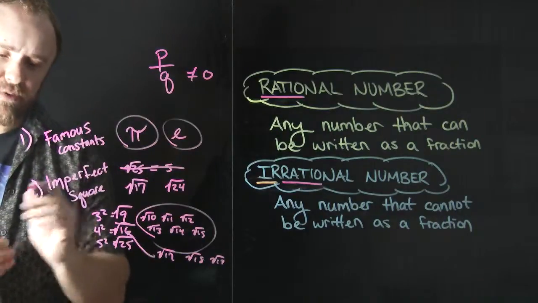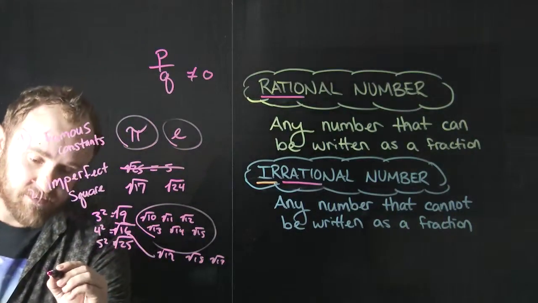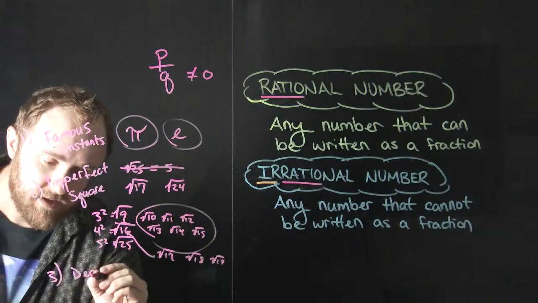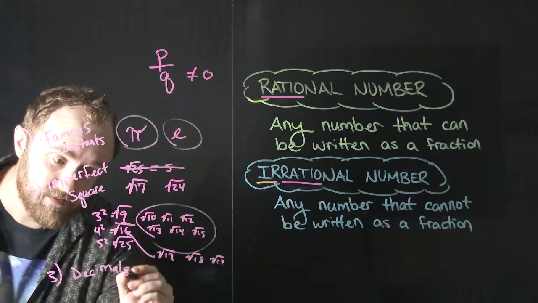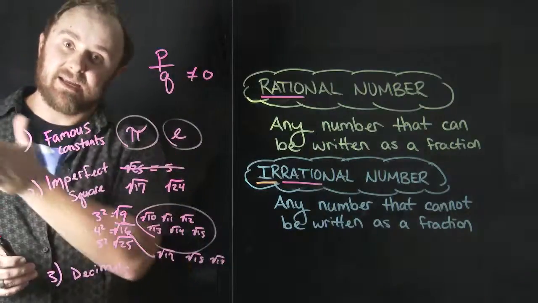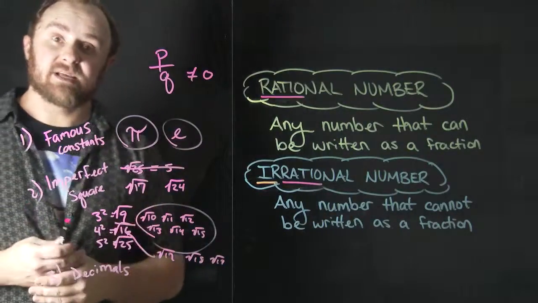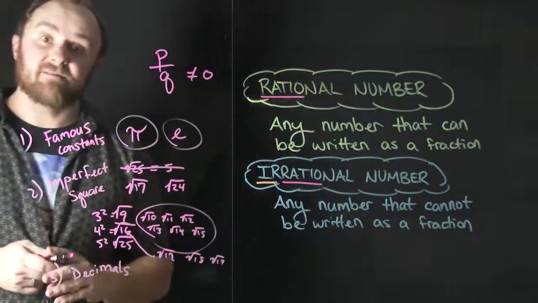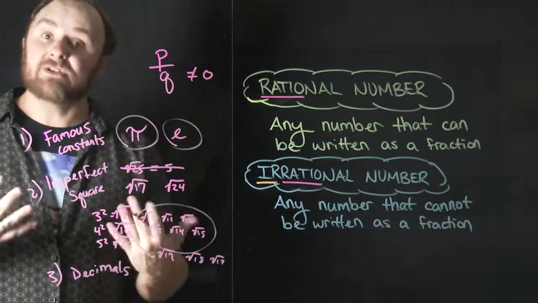We just spoke about the imperfect squares, but we also have decimals that never terminate and never repeat. We talked about terminating decimals. Those are decimals that just end in zeros, or repeating decimals, decimals where we see a repetitive pattern. But there are some decimals that just don't do that.